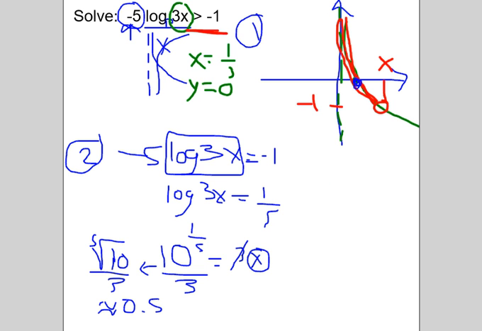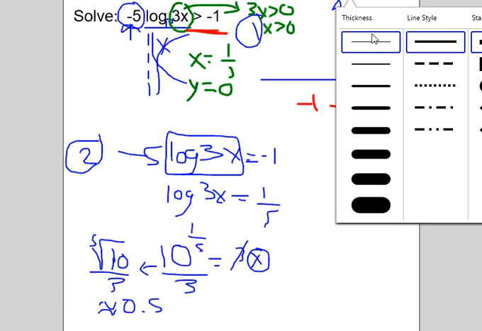There's one thing we forgot to do at the beginning. Remember 3x here? When we have a log function, that means that our 3x has to be greater than 0, because it's log of something positive. So that means our x is greater than 0. And if you look at the graph, that's what we have. Our x is always greater than 0.